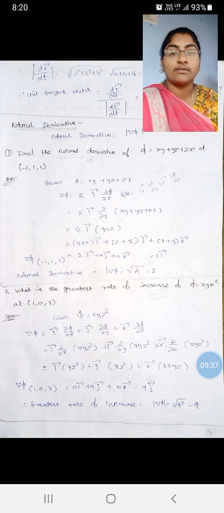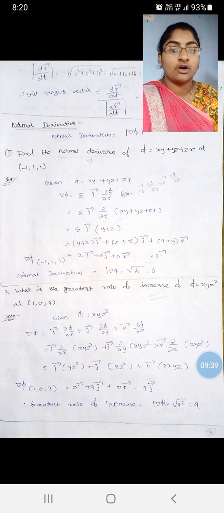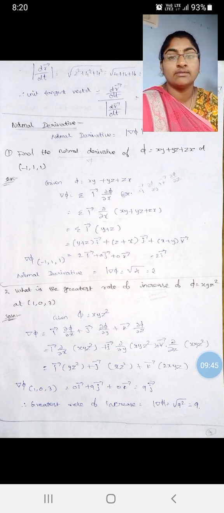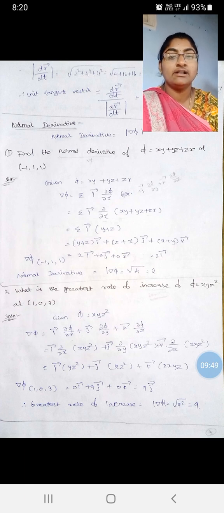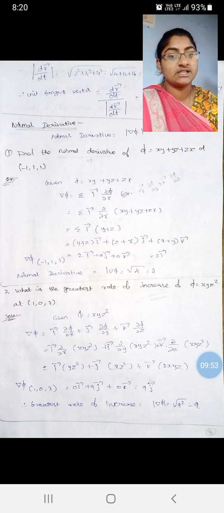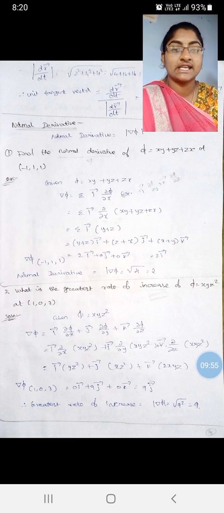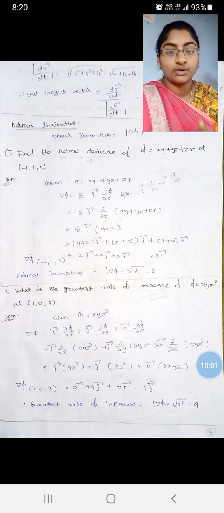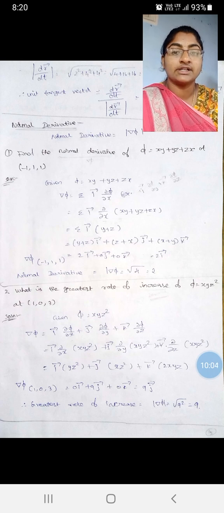Here is our problem. Find the normal derivative of phi is equal to xy plus yz plus zx at the point minus 1 comma 1 comma 1. So write the given value as it is in the question. So del phi, usually we can write i vector ∂phi by ∂x plus j vector ∂phi by ∂y plus k vector ∂phi by ∂z. In short, I can write summation i vector ∂phi by ∂x.